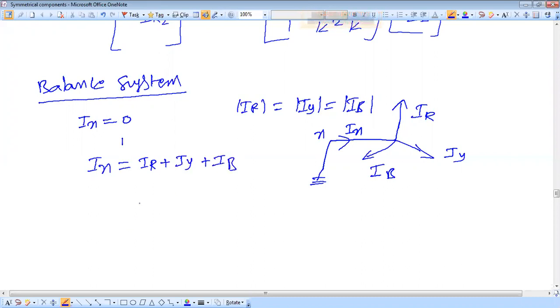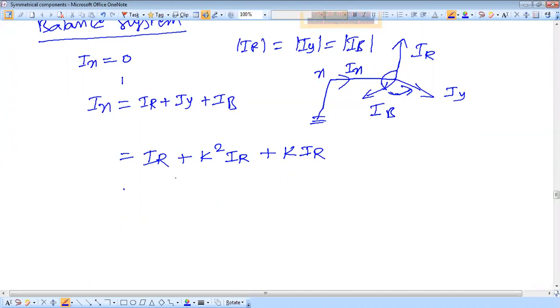Now I want to find the neutral current: IR plus IY plus IB. This is a balanced component. This is the IR. Can I write IY in terms of IR by using the operator K? That is 120 degrees anticlockwise, again 120, this is 240. It is a balanced system, so we can write IY as K square times IR. What is IB in terms of IR? That is K times IR. Now, what is the common term here? IR is common. What is the remaining term? 1 plus K square plus K.